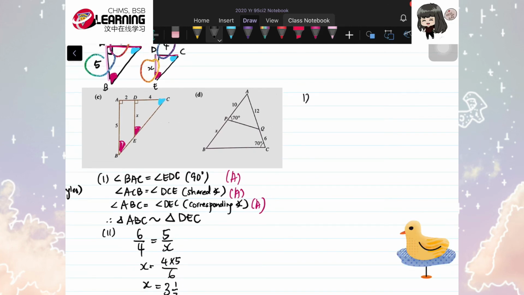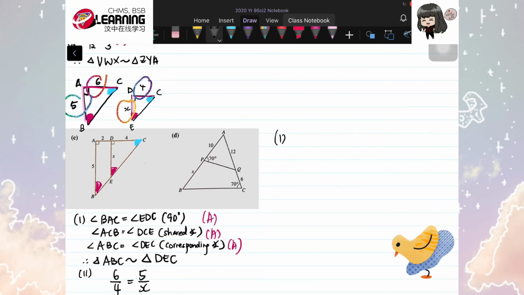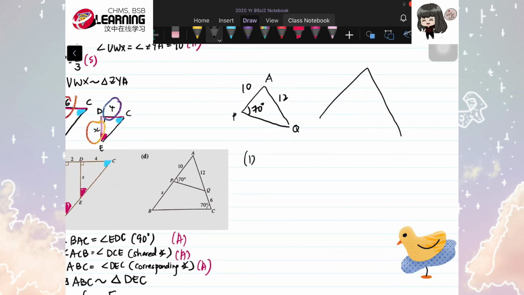Okay, so let's do the last one, part 1. This one, the orientation is different. We draw two triangles first. The first one is APQ, with 70 degrees, 10 and 12. I label it. You can only see two triangles in this diagram. The first triangle is APQ, the second triangle is the big one, ABC. Let's rotate or flip it so that it looks like APQ here, but a bigger version.